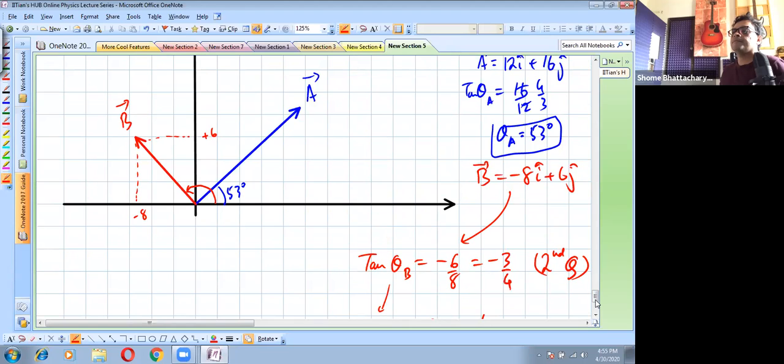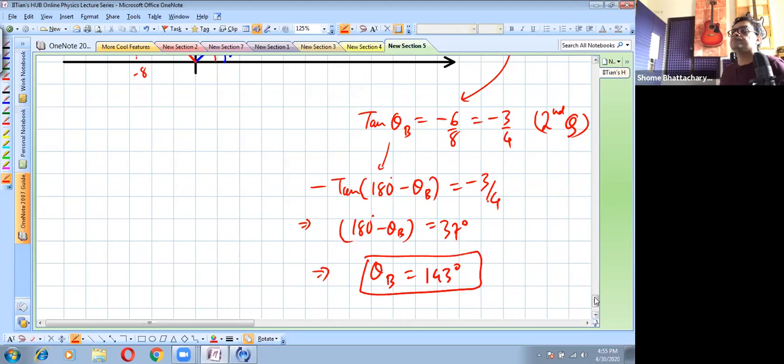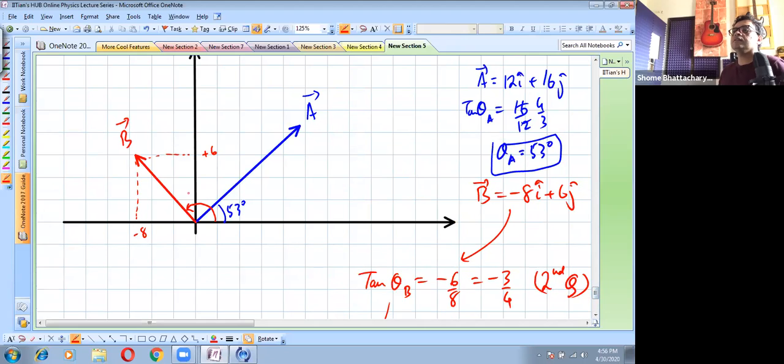Okay. So this being 3/4, you can see this is actually 37. So that means what is this angle theta? It is 180 minus 37, or 143 degrees. So this angle here is 143 degrees.